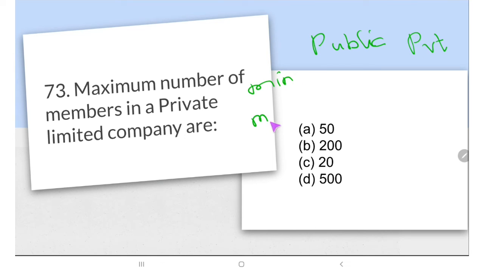Minimum, maximum. So minimum there should be seven members in a public limited company, and for a private limited company it is just 2. And there is no maximum restriction in a public limited company. But for a private limited company, maximum is 200. The option is B, it is 200. Remember it always. They will always try to give you a familiar digit so that we just mess it up.